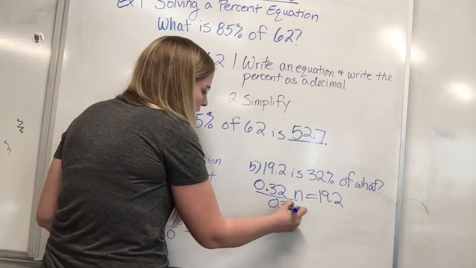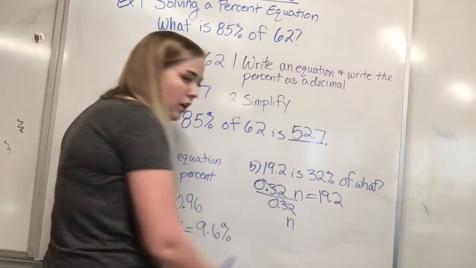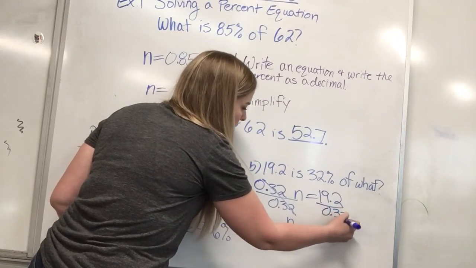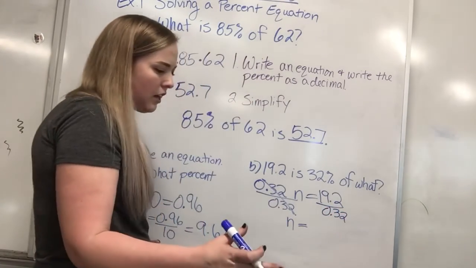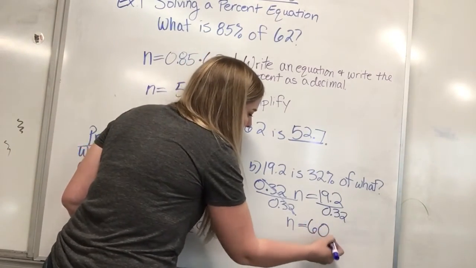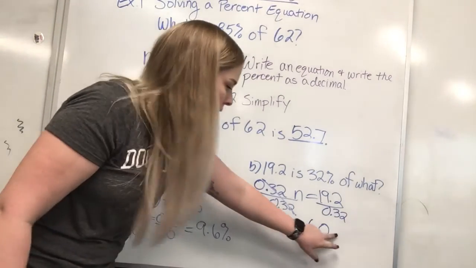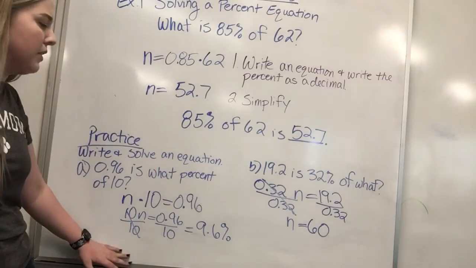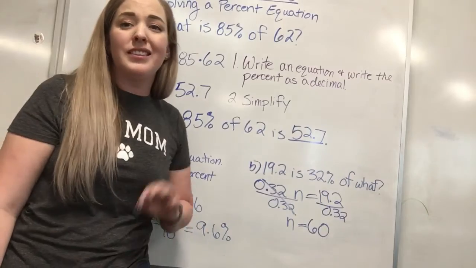Balance it out so we get n on its own. Divide this by 0.32. Take a second if you need it. Your answer should be 60. Oh, I don't know. Don't put that. I don't know why I put that. All right. So for A, you should have gotten 9.6%. For B, you should have gotten 60.